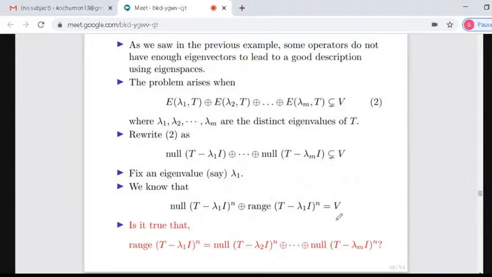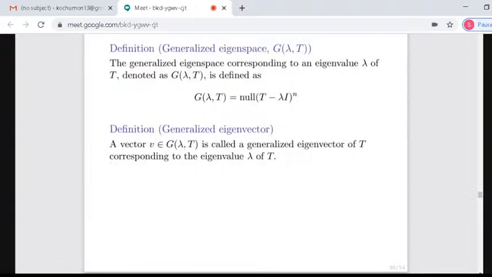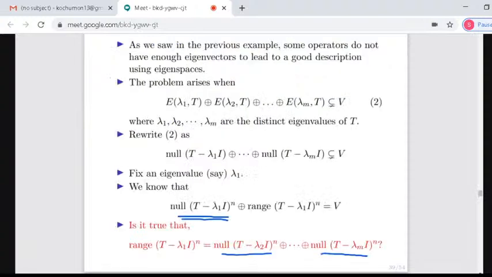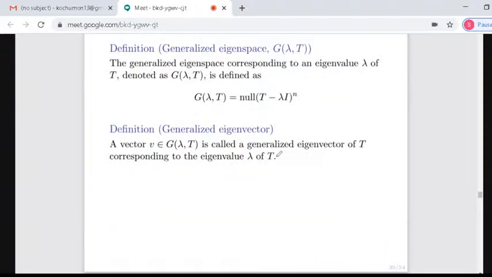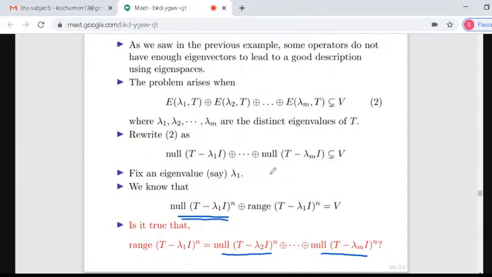And it will turn out that the range of (T minus lambda 1 I) to the power n will be this thing. This is what we are going to show. Okay, so looking at this object is very important. Now comes the notion of generalized eigenspaces.